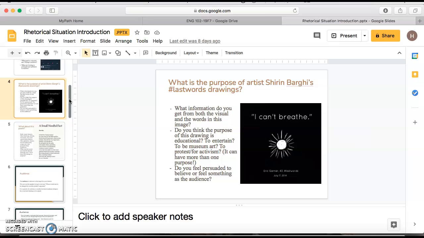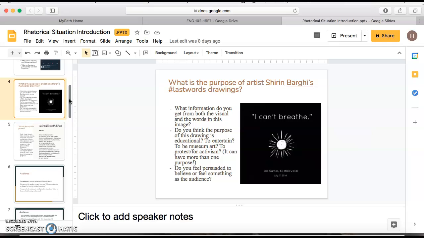So we can think about with that context, and that's the sort of thing that you might research in your speech. What's the context for my speech? You can now start to think about, what do you think the purpose of the drawing is? Is it educational? Is it entertainment? Is it to be museum art? Is it to protest or for activism reasons?